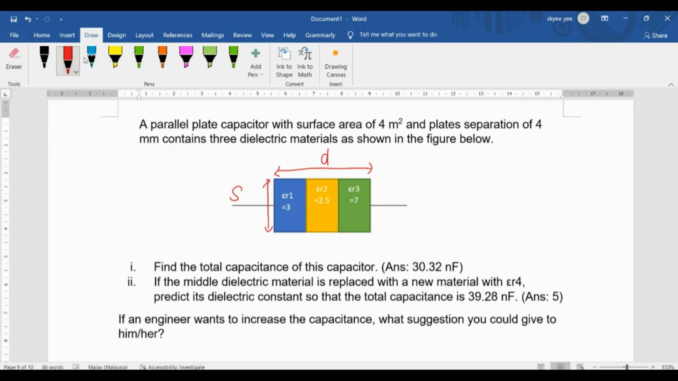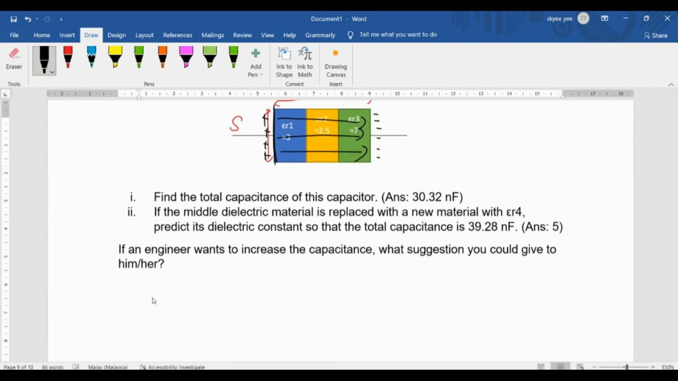First of all, you have to decide whether this is series or parallel capacitance. So this is the plate. This one will be positively charged, for example, and this one will be negatively charged. So the electric field goes through in this way. So this is a series capacitor.